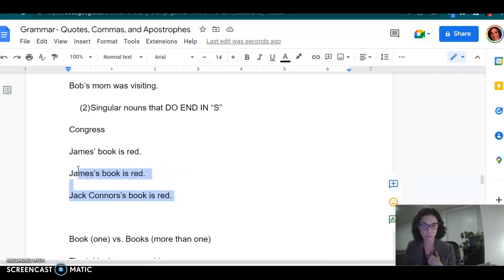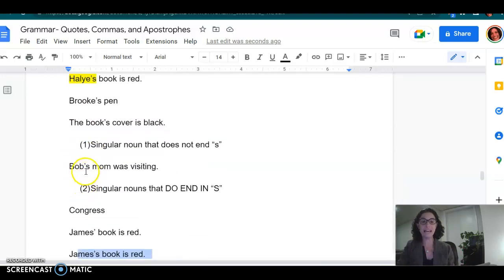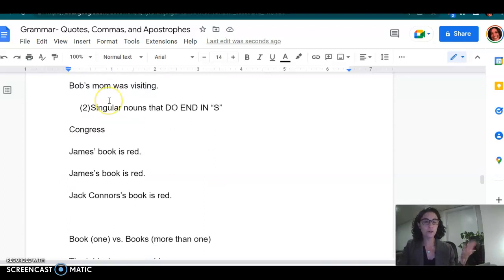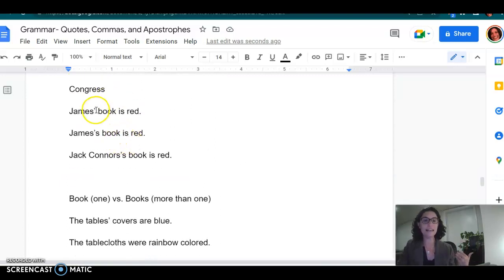This is my preferred way to show possession with a singular noun that ends in S. You may feel differently. I would defer to what your supervising attorneys or your boss likes, but I think this is an easy rule to remember because you just take the singular noun. Whether the singular noun ends in a different consonant, like Bob or Hallie or Brooke, or whether the singular noun ends in an S, we apply the same rule.